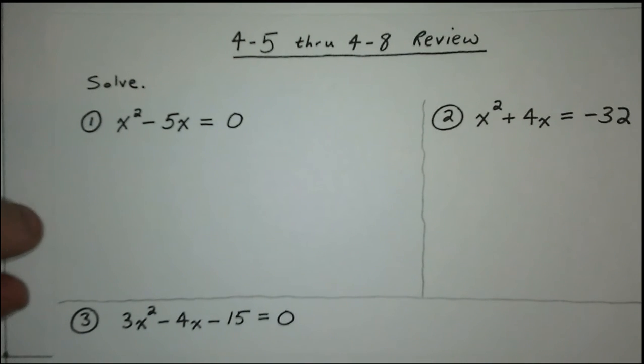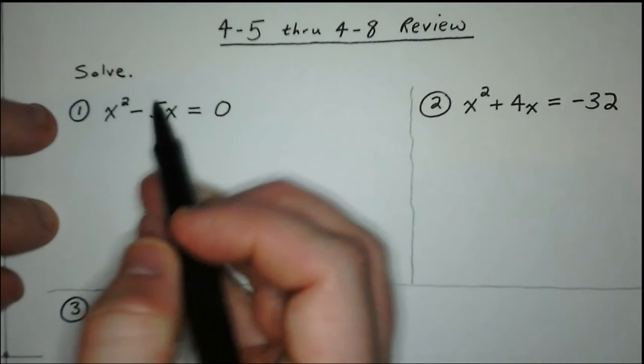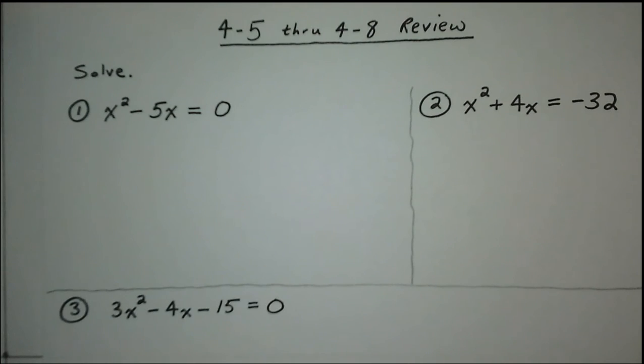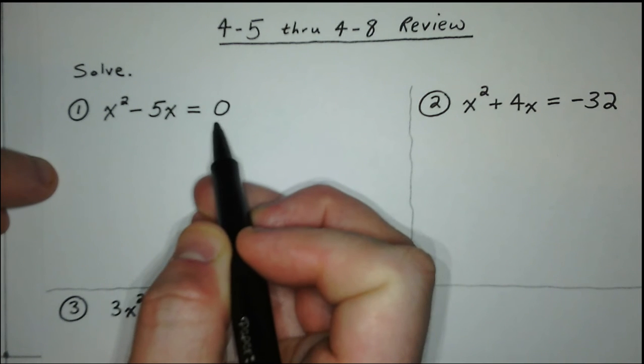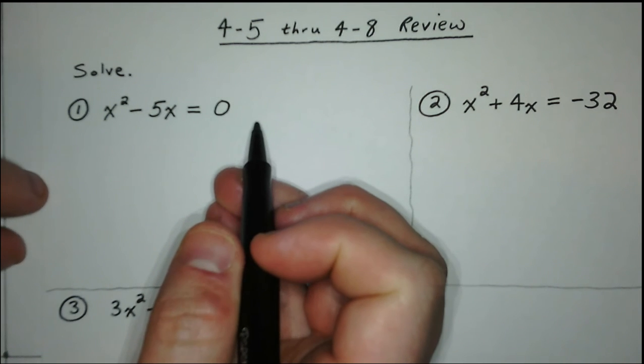4-5 through 4-8 review. So write that down. x squared minus 5x equals 0. Write it. And we're going to look to set it equal to 0. Already done. Then we factor.